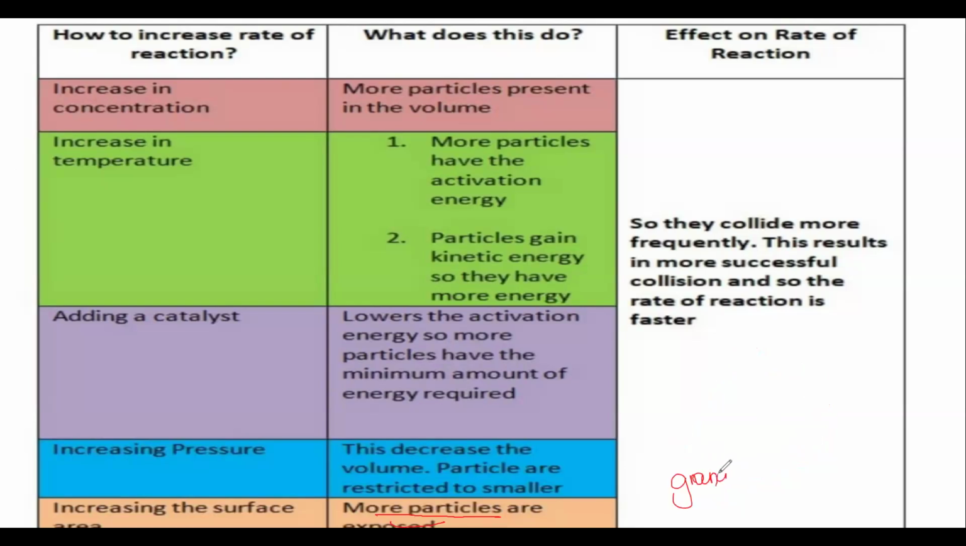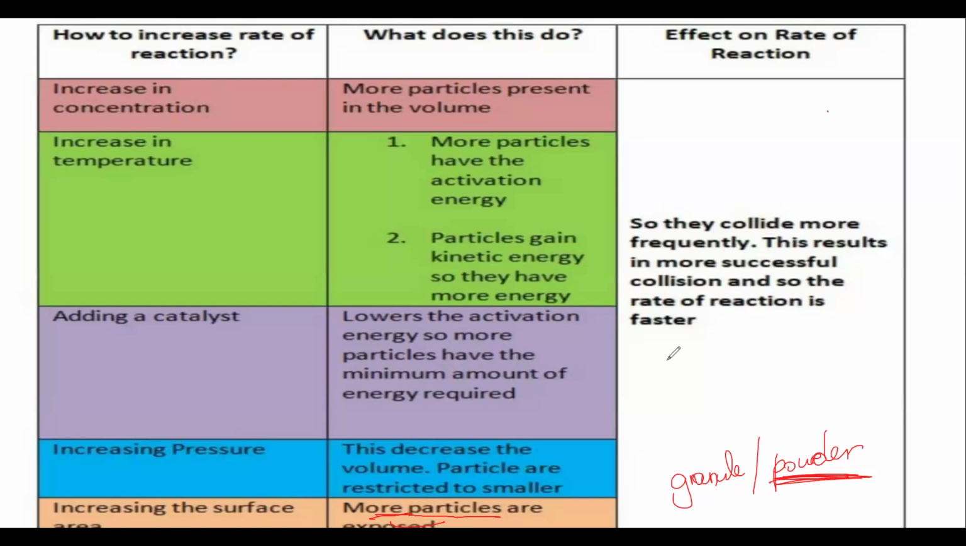So in the lab, we are moving from granules, which are big particles, to powder. So increasing the particle surface area, we're going to use the powdered form. Using the powdered form, more particles are exposed. And the more particles we have exposed, that means they will collide more frequently. This results in more successful collisions, or effective collisions, and so the rate of reaction is faster.